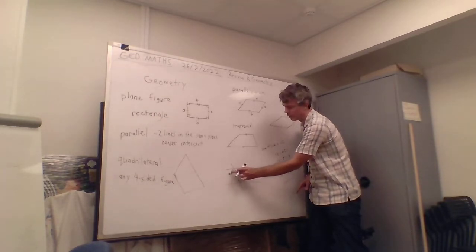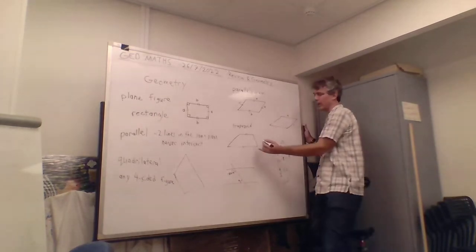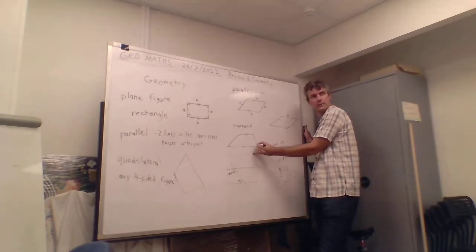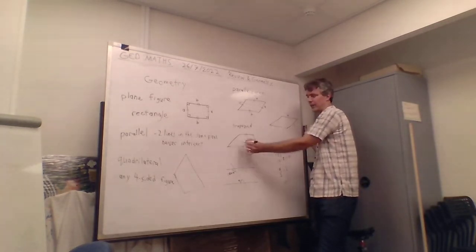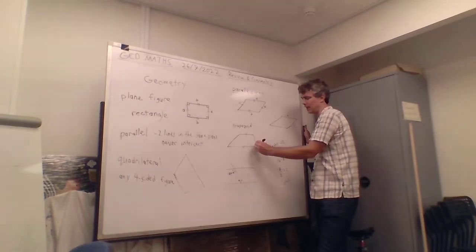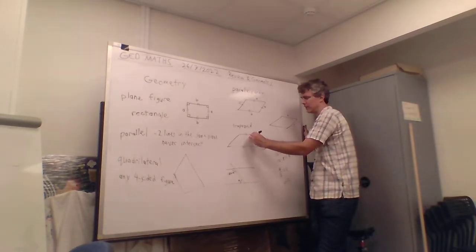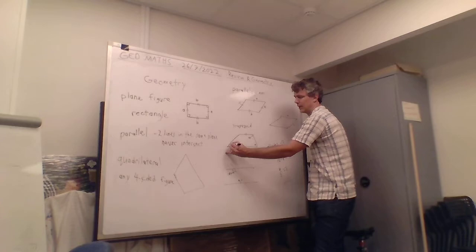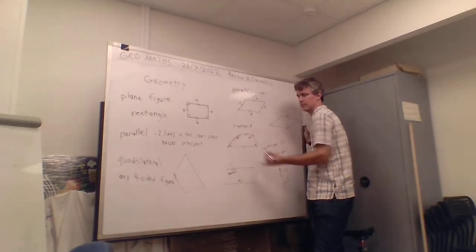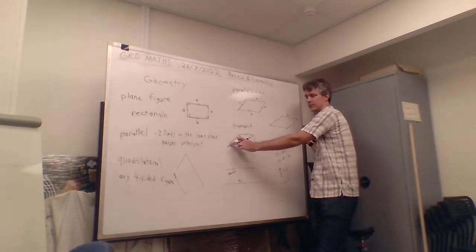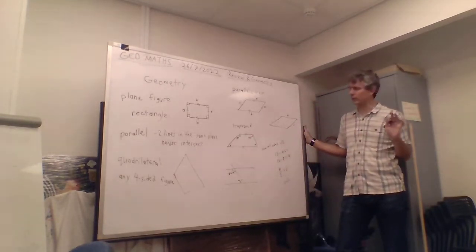Minus A. So this is 180 minus A. Yes. So the trapezoid, you know that's the same here, because these two are parallel. So if this is A, this is 180 minus A. And if this is B, this is 180 minus B. You know that for the angles. That's pretty much all you can know about a trapezoid.